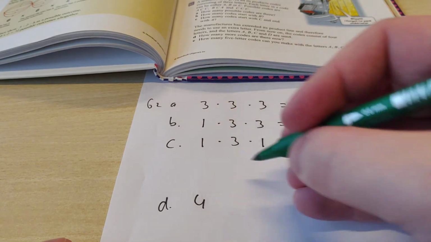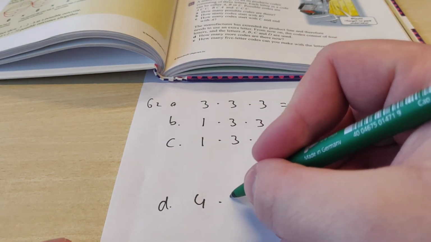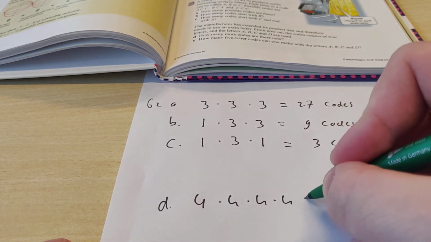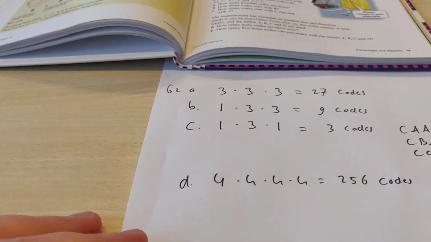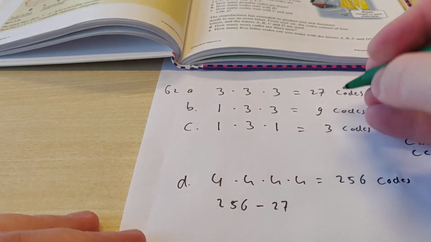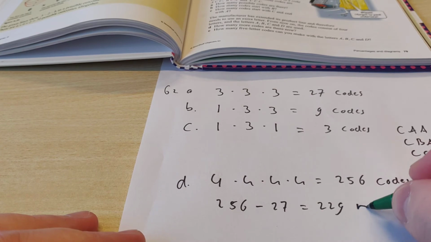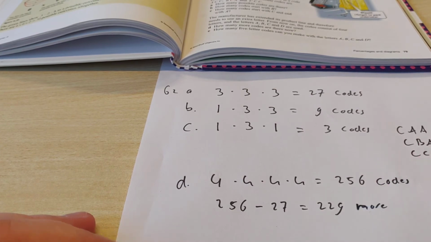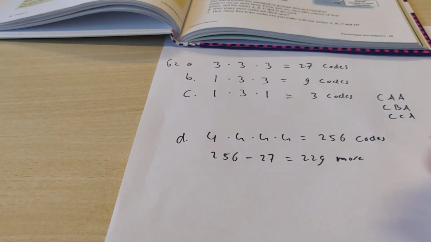So here we have, for the first one, 4 letters to choose from, A, B, C, or D. And then still 4, and then 4, and then 4. So if you calculate this, it's 256 codes. But the question was, how many codes extra can you make? How many codes do you have more? So we're going to subtract the original amount of codes from it. So we have 229 more. Alright, so that's D.